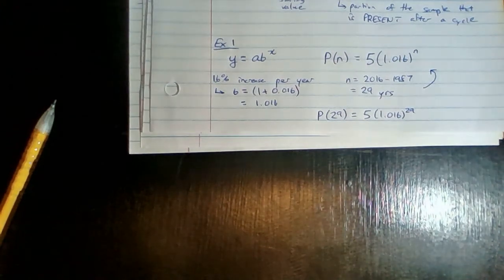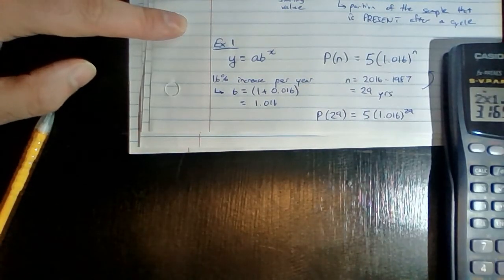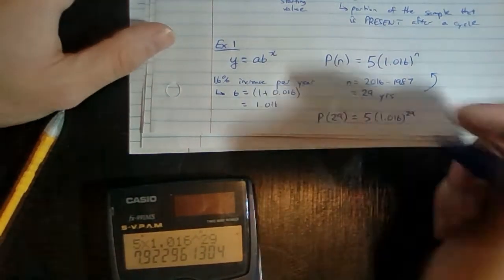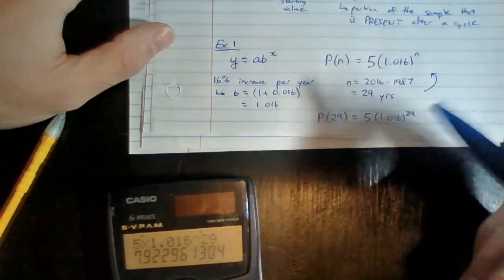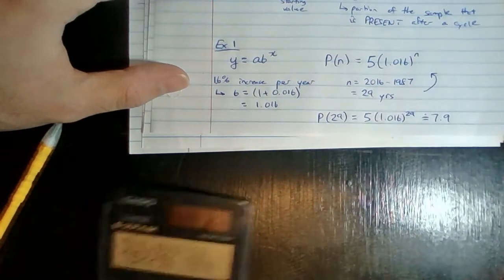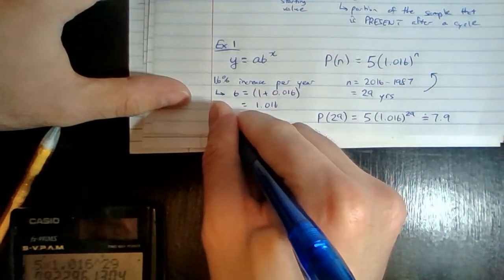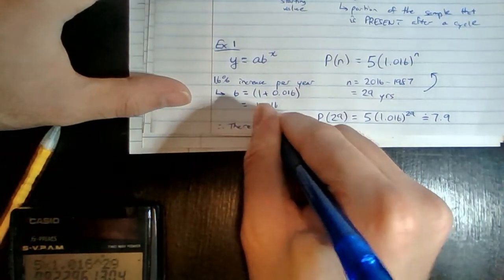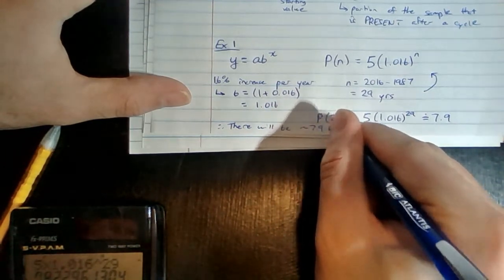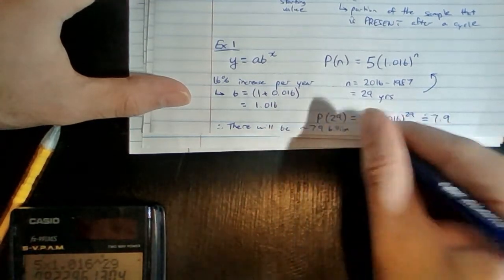Take out our calculator. 5 times 1.016 to the power of 29. And we get 7.92. So about 7.9. So therefore, this prediction, there will be approximately 7.9 billion people in 2016.